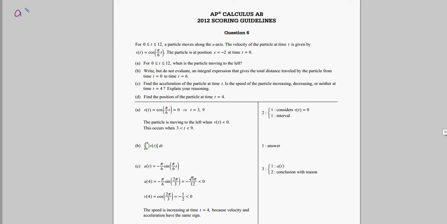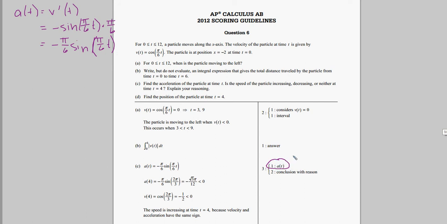so you know that your acceleration would be the derivative of the velocity, and in that case the derivative of cosine is negative sine of pi over 6 times t. Don't forget to chain on your pi over 6, and so when you clean that up, you'll have negative pi over 6 times the sine of pi over 6 t. So that's the first part. You can see that you get a point just for that.